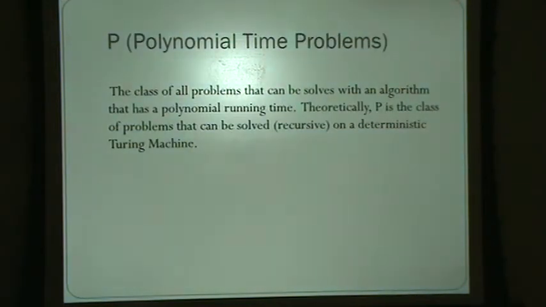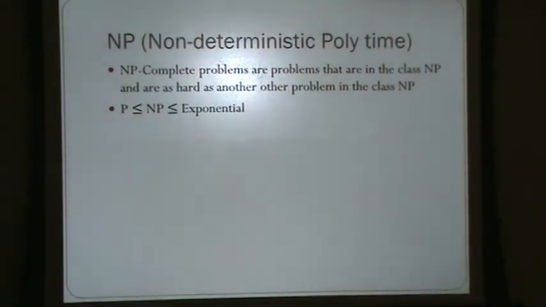So, the definition of polynomial time algorithms: P is a class of all problems that can be solved with an algorithm that has a polynomial running time. Theoretically, P is the class of all problems that can be solved on a deterministic Turing machine, and a Turing machine is a model for a computer program. Okay, non-deterministic polynomial time. An NP complete problem is a problem that is in the class NP and is as hard as any other problem in the class NP.